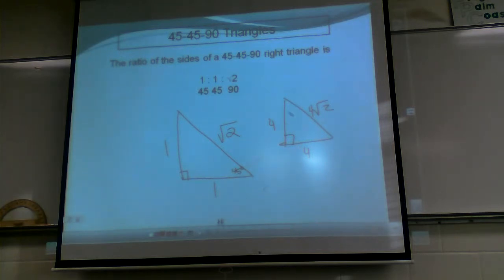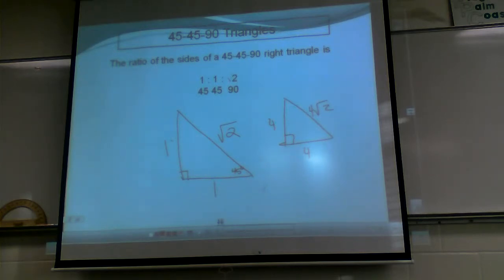The whole idea behind these is that you'll get to a point where you should be able to do these problems fairly quickly using the idea that this is your base. Everything else that's a 45, 45, 90 is just a scaled up version of this triangle right here. Well, scaled up or scaled down.